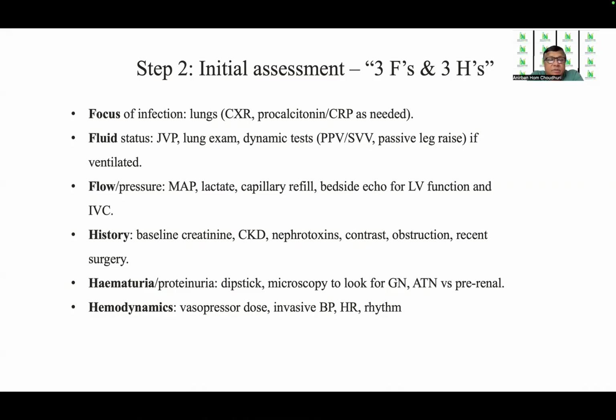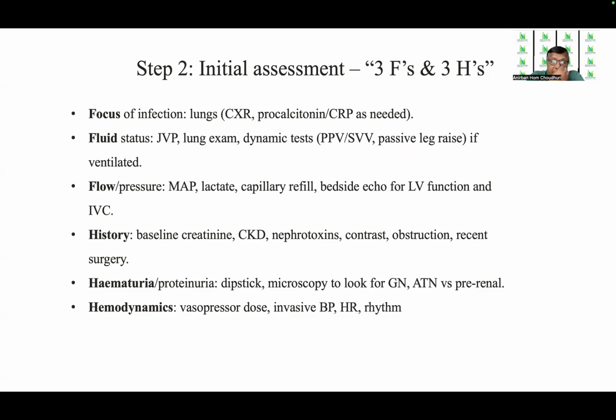Second is the fluid status. You can examine the jugular venous pressure in a patient who has just been admitted without any venous cannulation, and we can do a lung examination, including ultrasound and dynamic tests, and if the patient is ventilated, to determine the fluid status. Third is the flow, or the pressure, like the mean arterial pressure, the lactate, capillary refill, bedside echo for LV function, and IVC assessment. These will all reveal the flow and the perfusion. So these three are the 3Fs, that is focus, fluid, and flow.